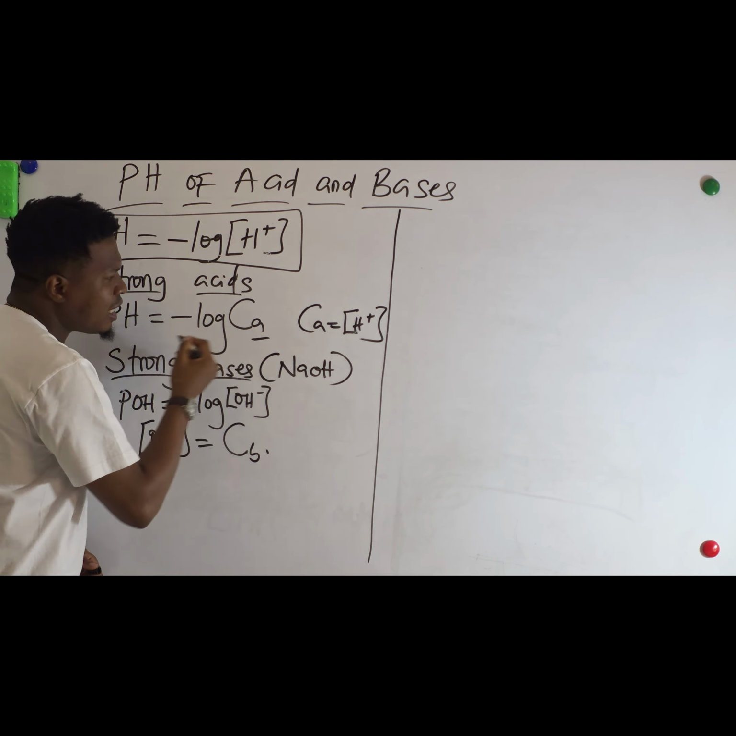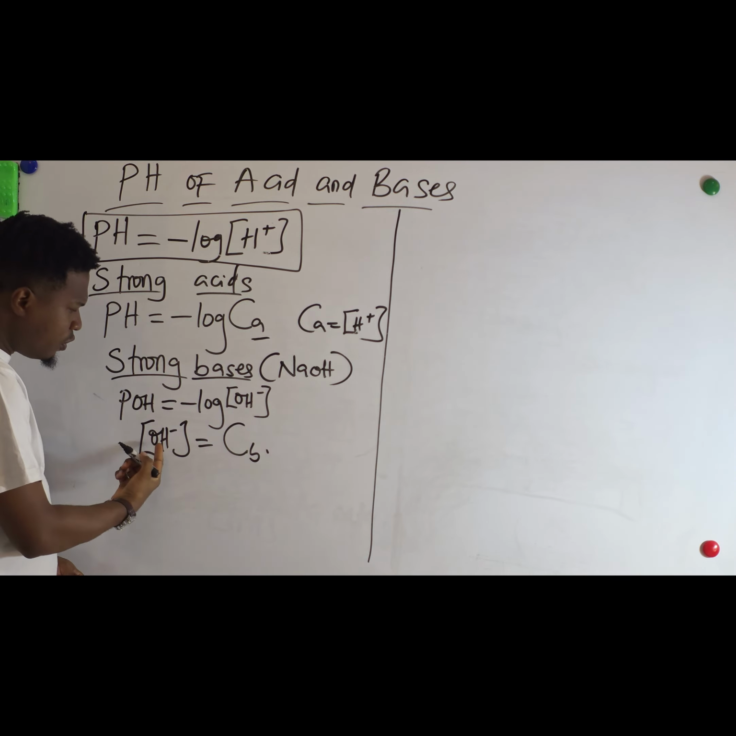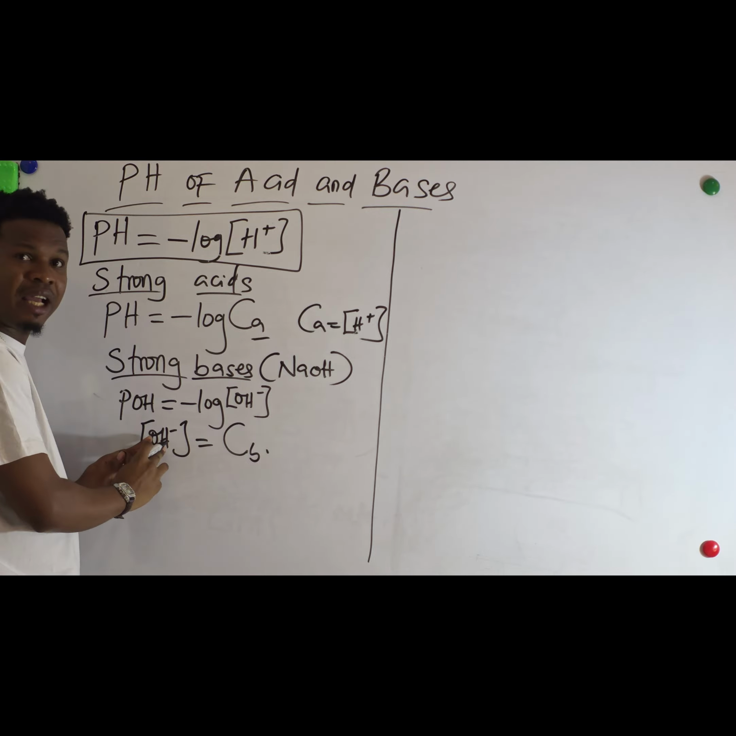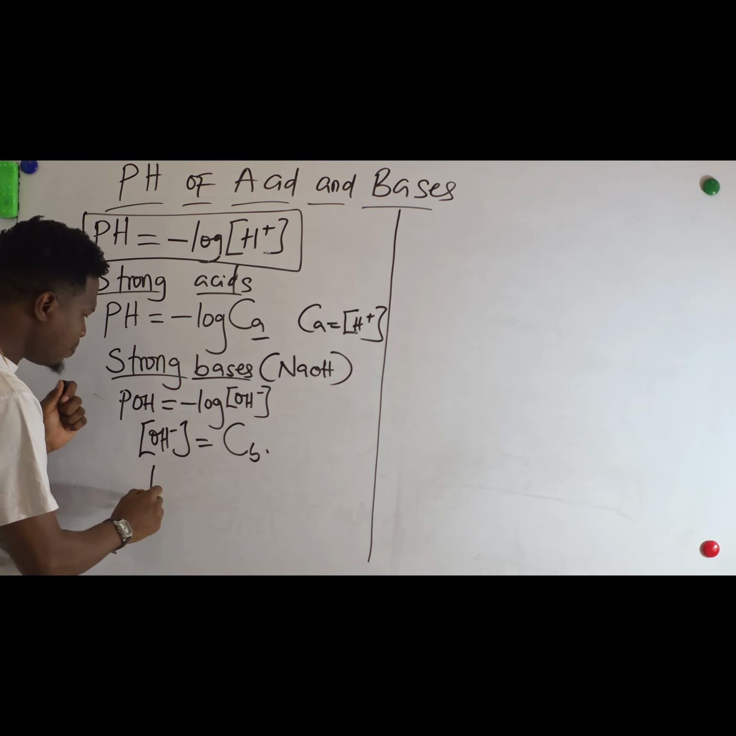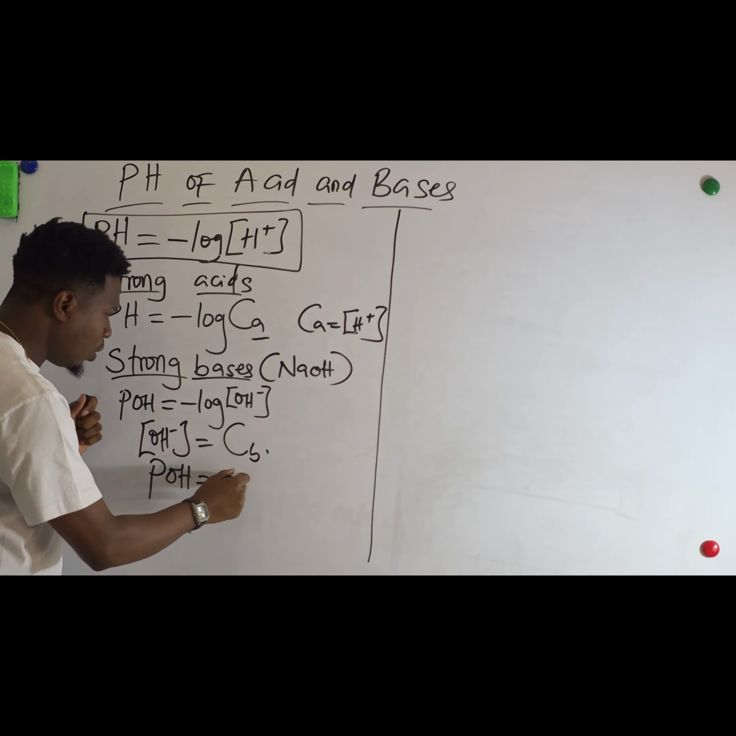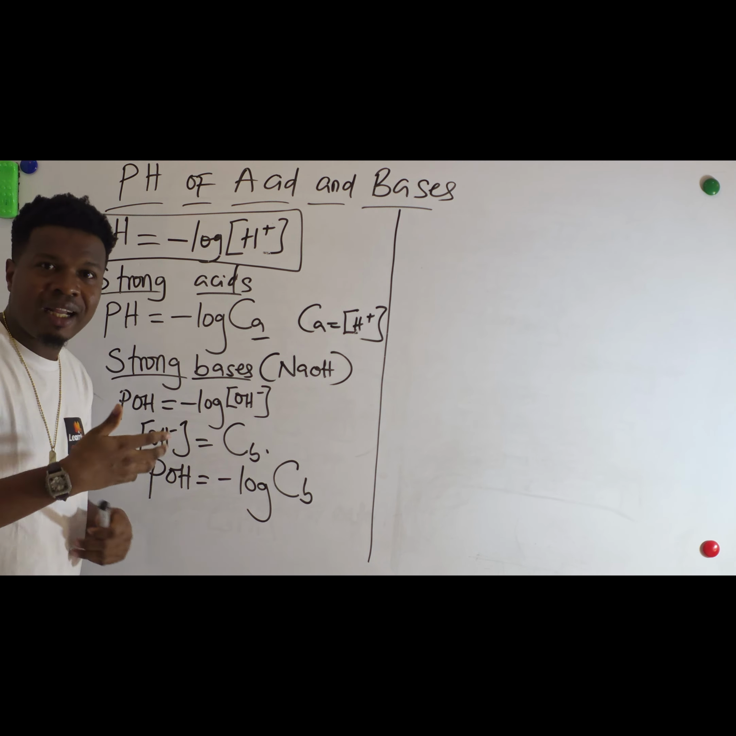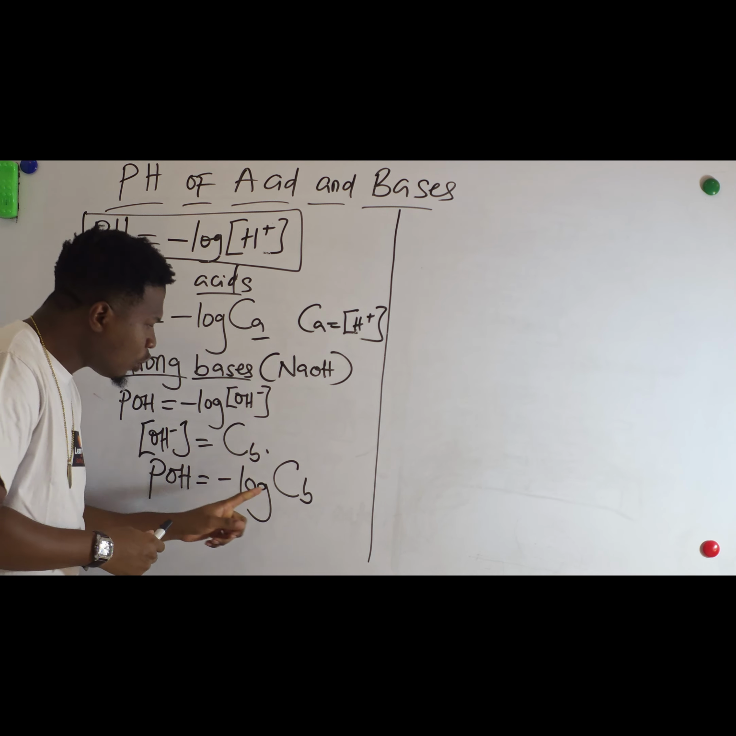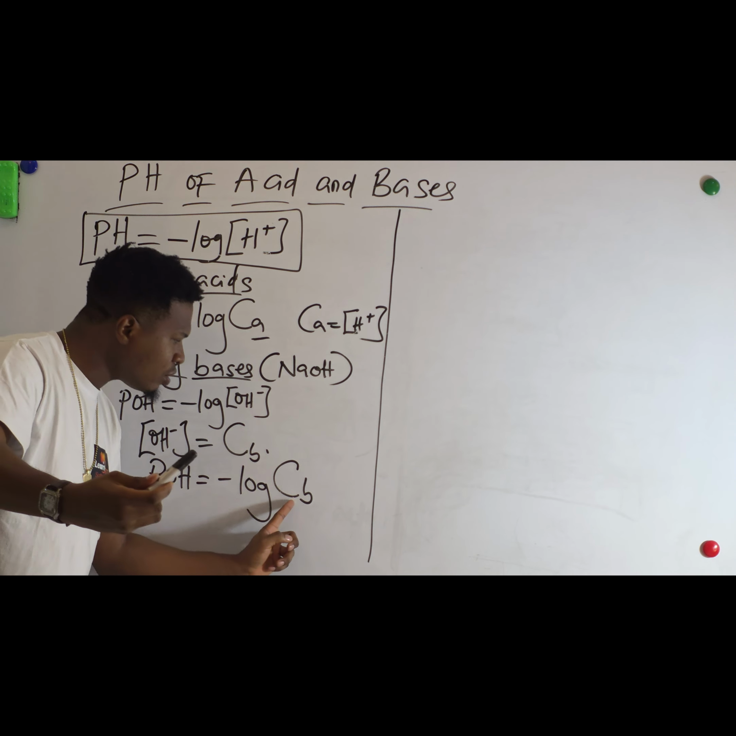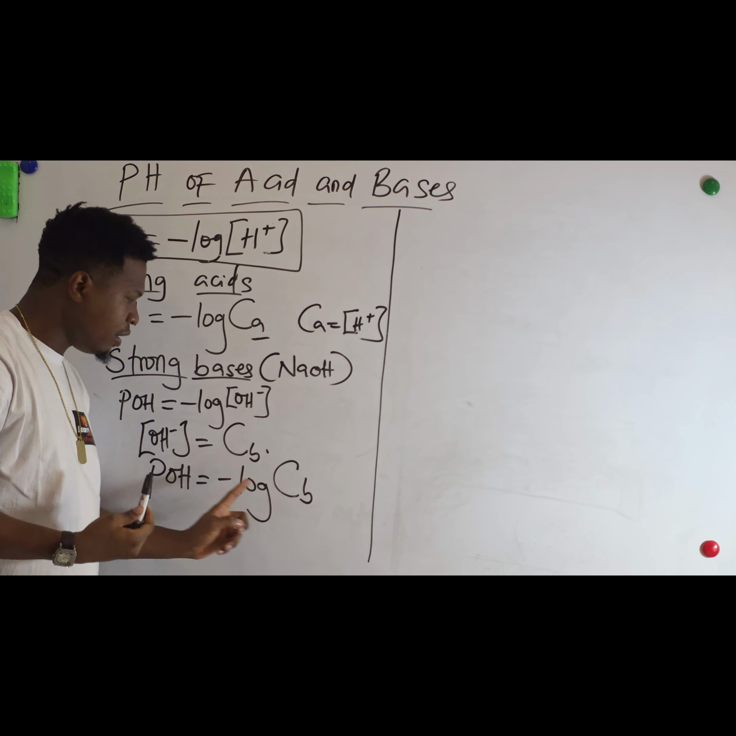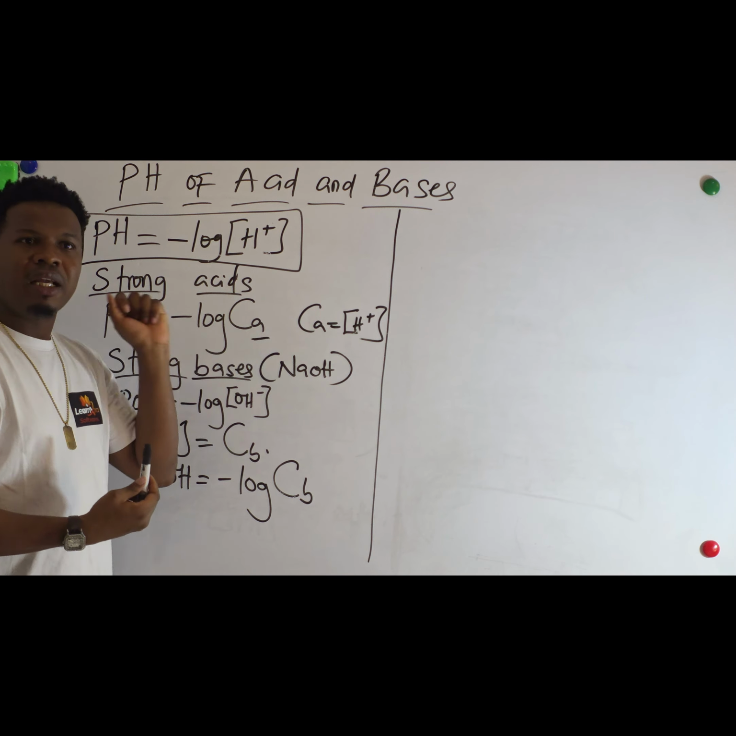Remember, the A stands for acid. The B stands for what? Base. So if the concentration of this hydroxide ion is equal to the concentration of the base, we can also say that pOH is equal to the negative log concentration of what? Cb. So whenever you are solving any calculation and you are given the concentration of the base and the base is a strong base, then that concentration should be here. Then you find the negative log of this. The same thing goes for the acid. You find the negative log.